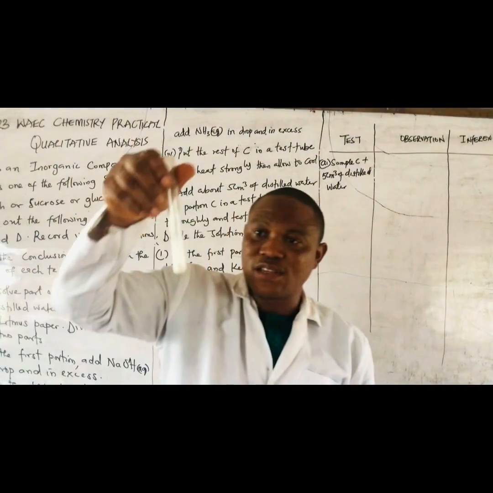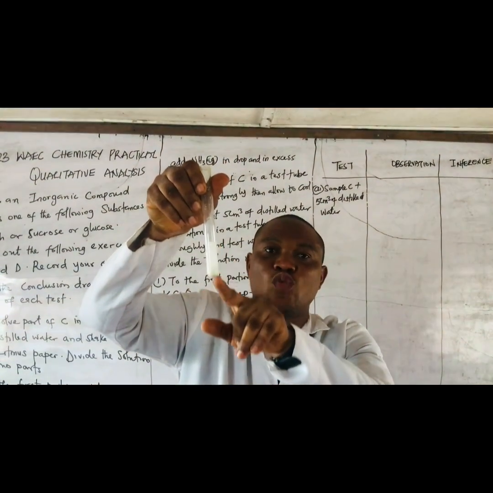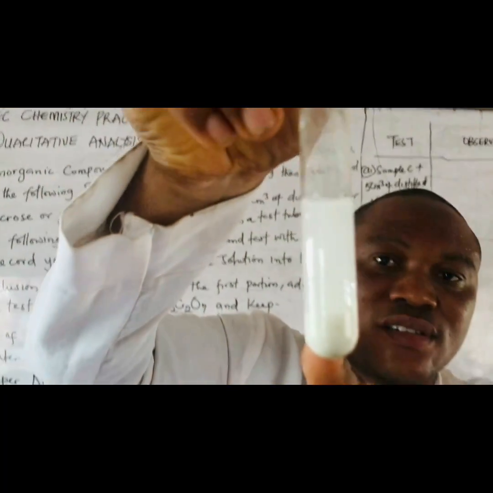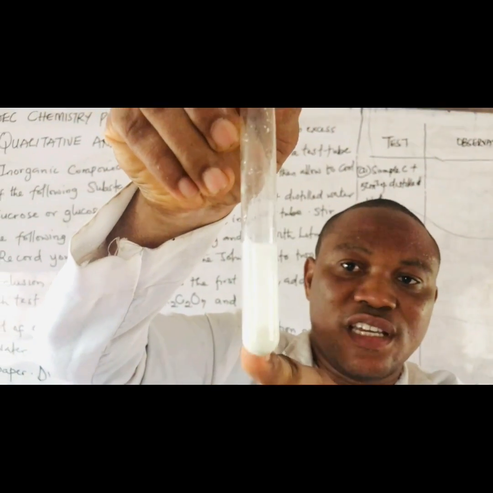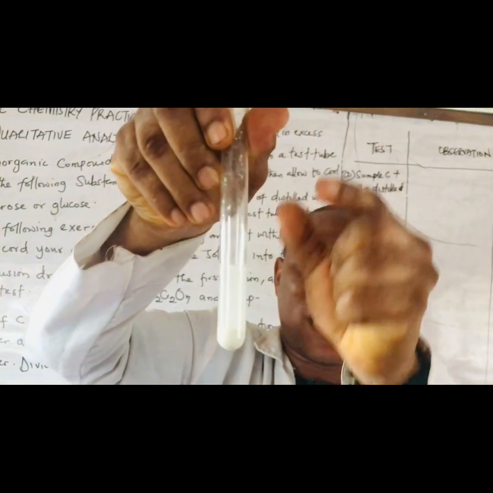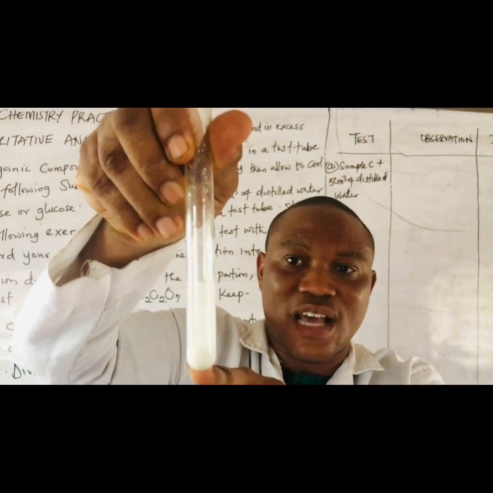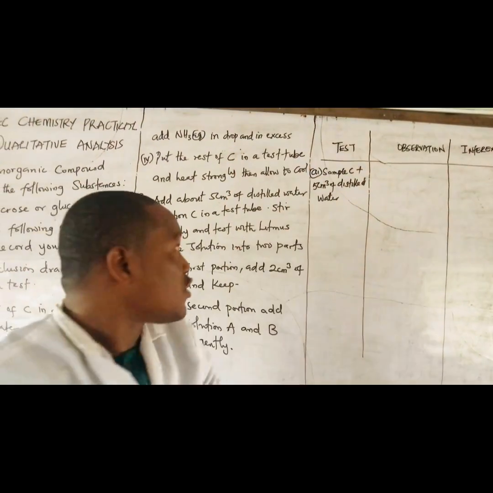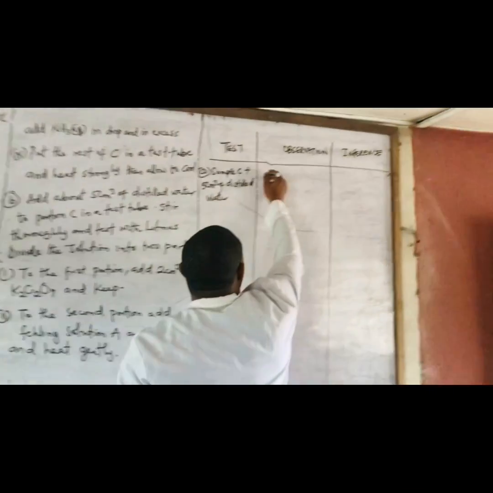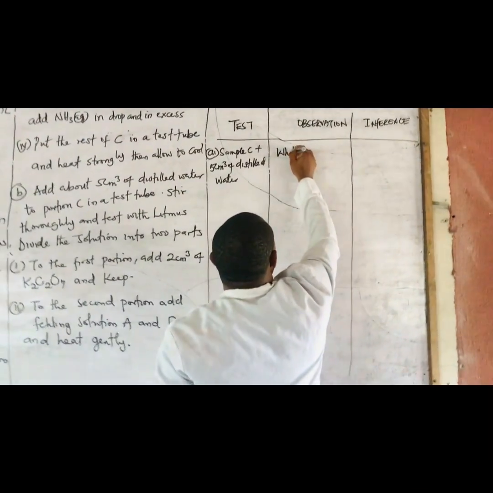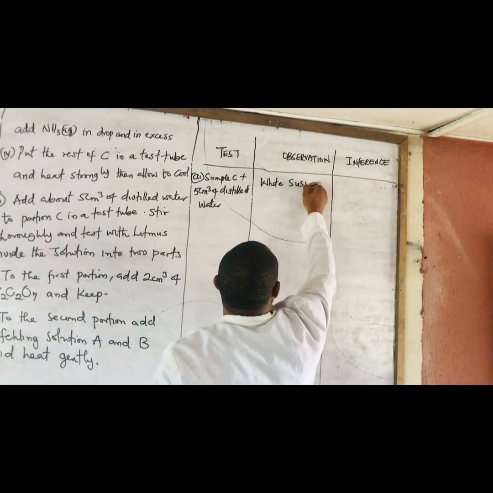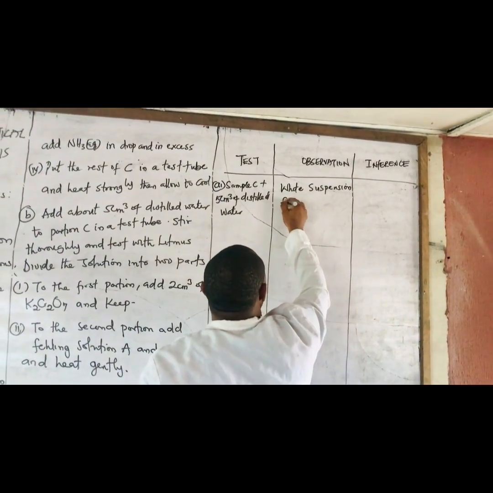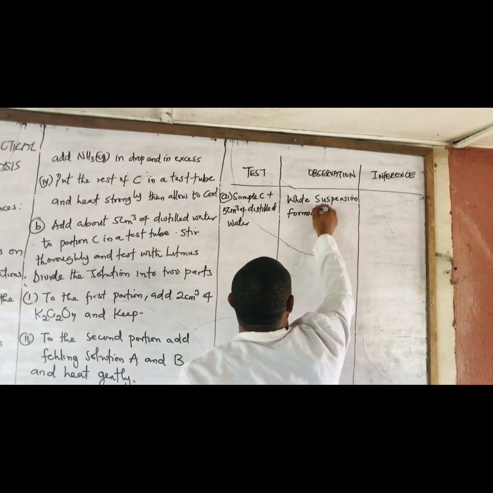But before that, you can see it's forming 2 layers. If you look at this, it's just like it has settled down. Can you see? The salt has settled down and the water now is up. Can you see that now? So very, very important. So what is my inference? You can see that. Okay, so my observation is what? White suspension observed or formed.